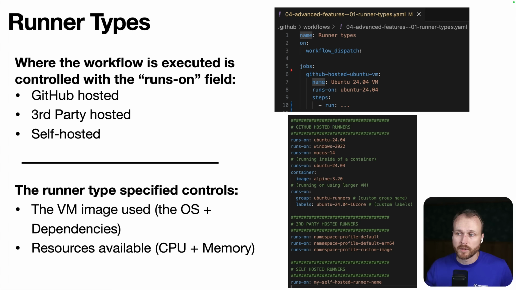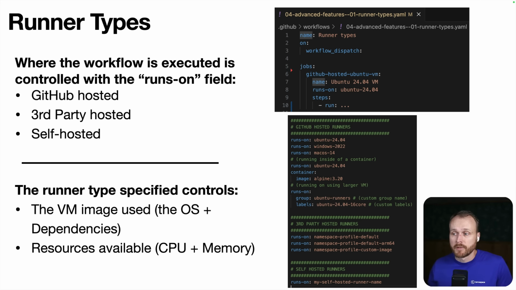There's also an option to execute your jobs within a container image. So by specifying both a runs-on and a container.image, you're able to provide a container image with additional dependencies, which might not be available in that base image. And then you can also specify a group or labels, which you can apply to different runner types, which allow you to control things like how many CPU cores or how much memory a particular runner might have.